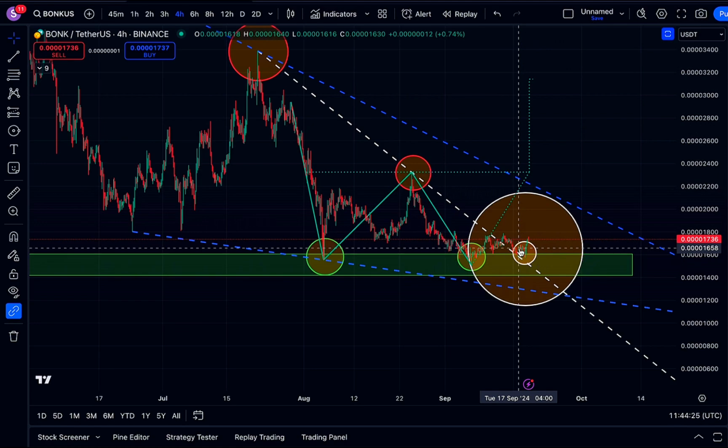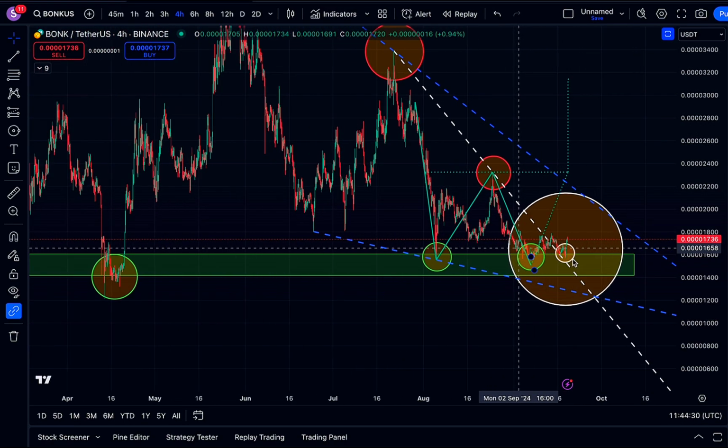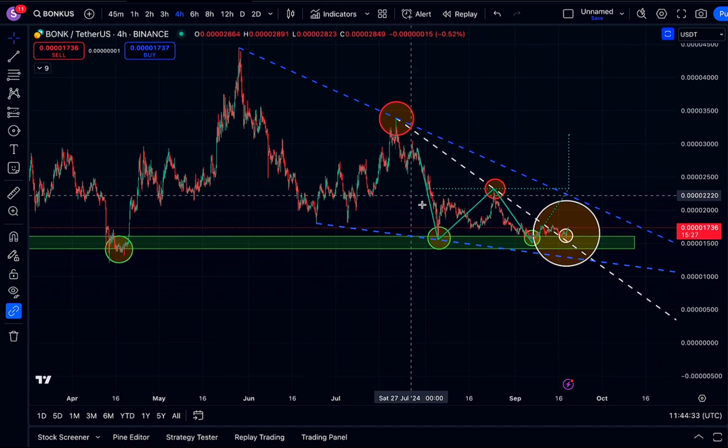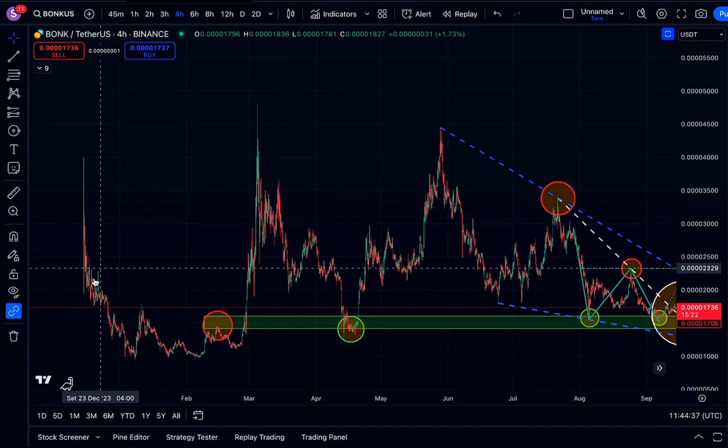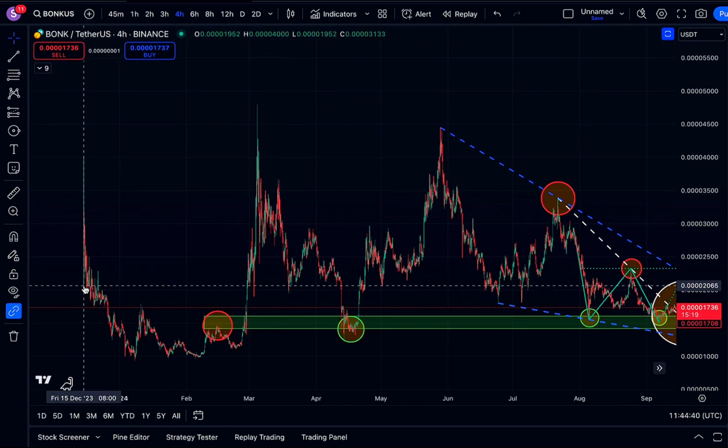This descending triangle could have been a continuation pattern towards the downside, and bonk has been trading on a downtrend since bonk did this last low high. Bonk was launched around 15 on Binance, to be precise, 15 December 2023.